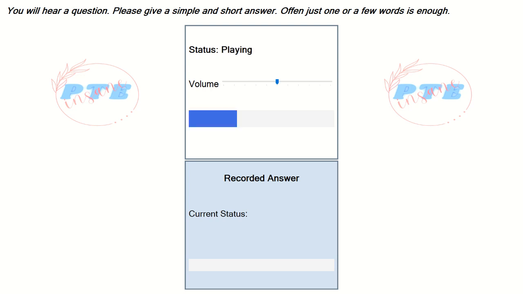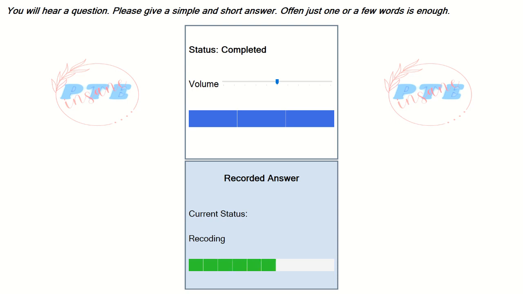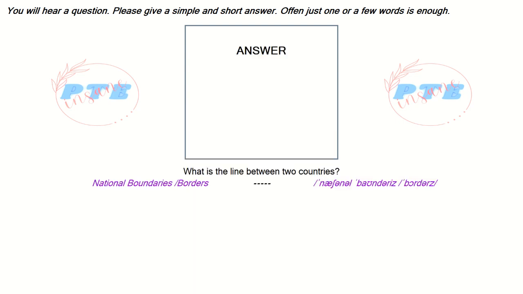What is the line between two countries? National boundaries. Borders.